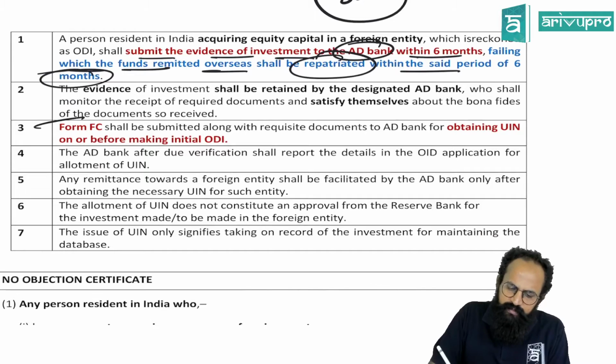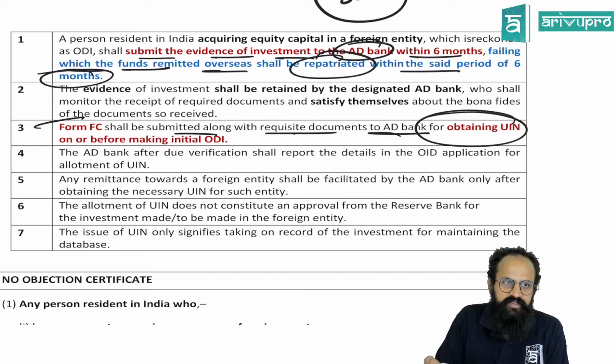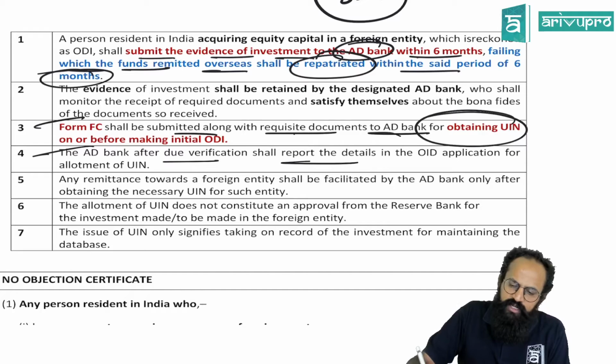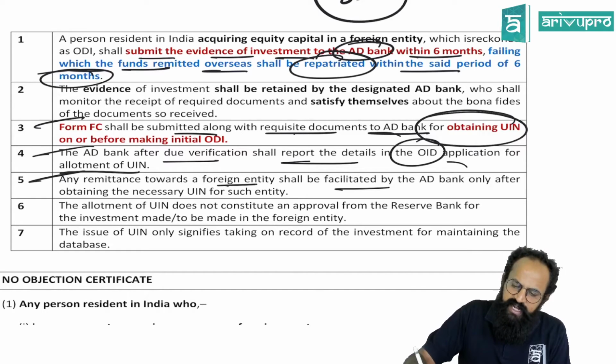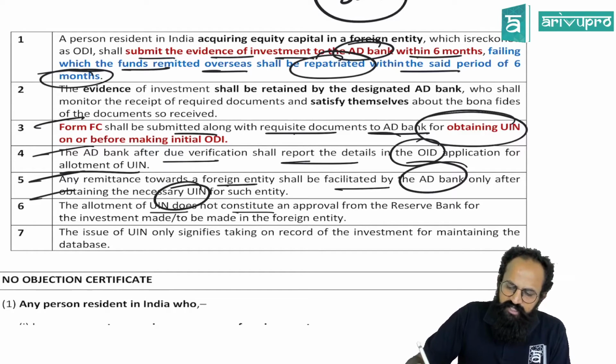See, Form FC shall be submitted along with requisite documents to AD Bank obtaining UIN. The AD Bank, after due verification, shall report the details in the OID application for allotment of UIN. Any remittance towards a foreign entity shall be facilitated by AD Bank only after obtaining the necessary UIN. The allotment of UIN does not constitute an approval from Reserve Bank or central government.